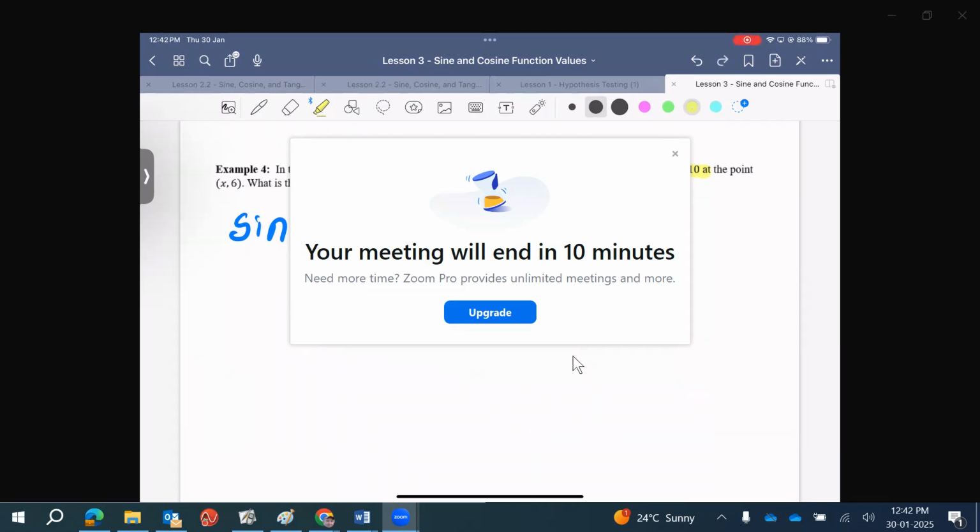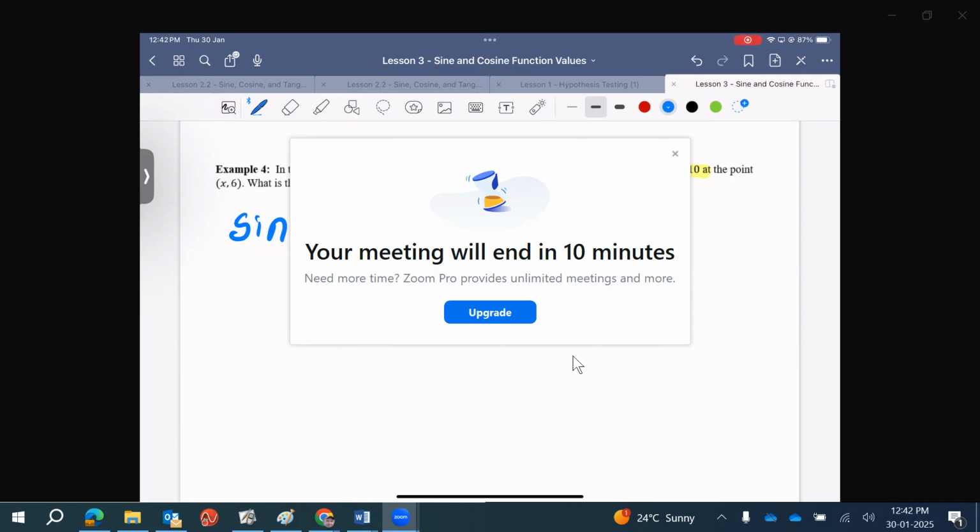The coordinates are going to be 6 over 10 or 3 over 5. Double check, the sine values always have to be between -1 and 1. So 6 is way too big. You're forgetting something. Have that double check in your head all the time.